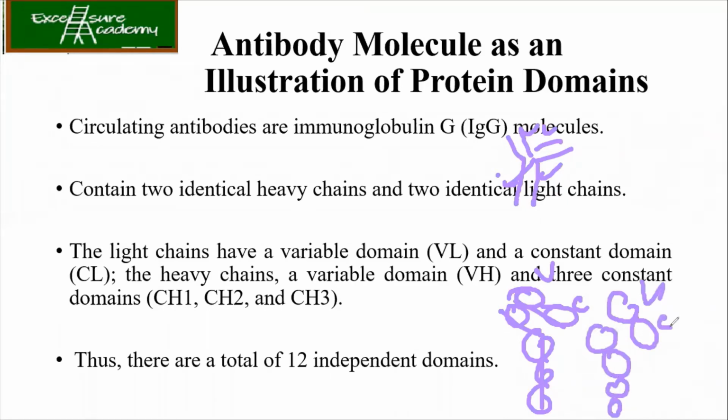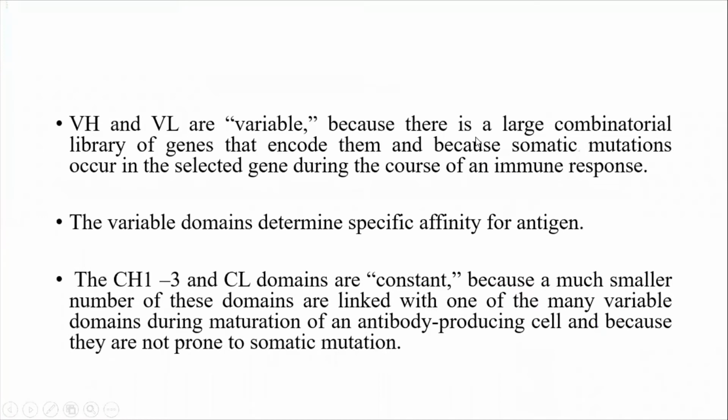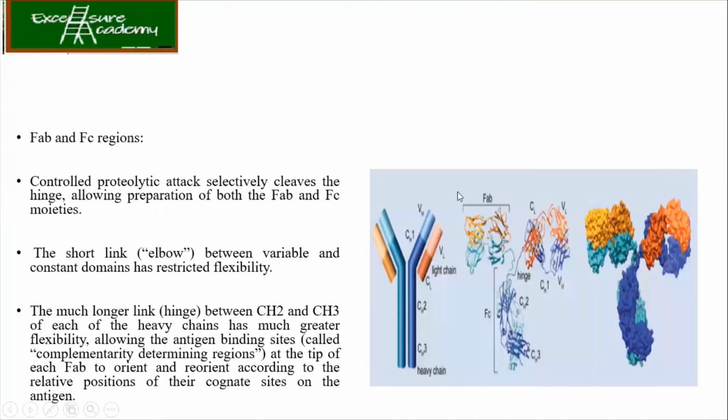So variable, constant of the light chain; variable, constant of the heavy chain. Then you will have it like this. So how many are there in total? 12 independent domains. I'll show you the figure, then it will be more clear. Look at this figure. Do you see the domains over here?